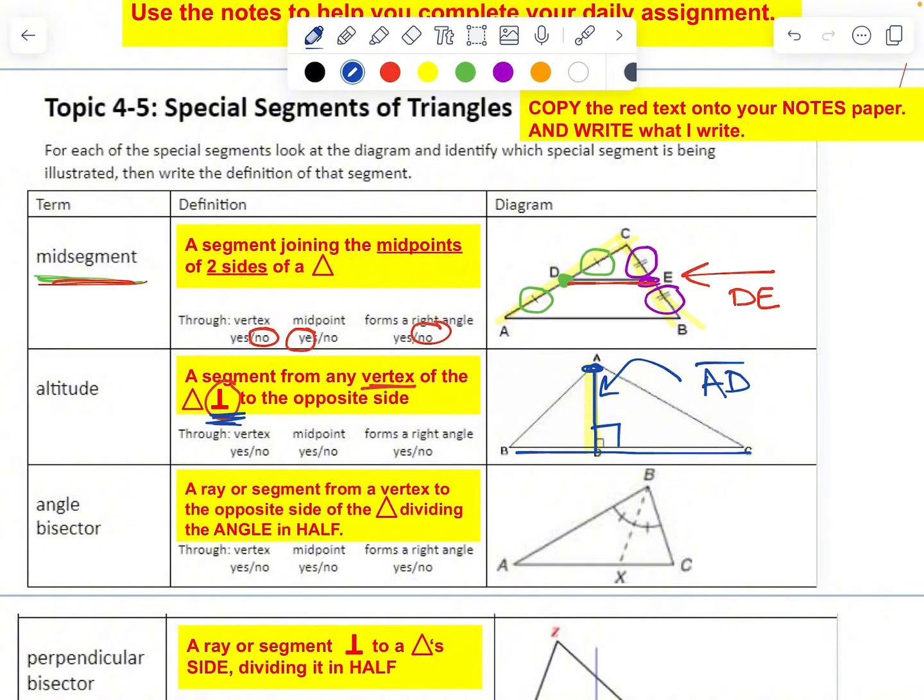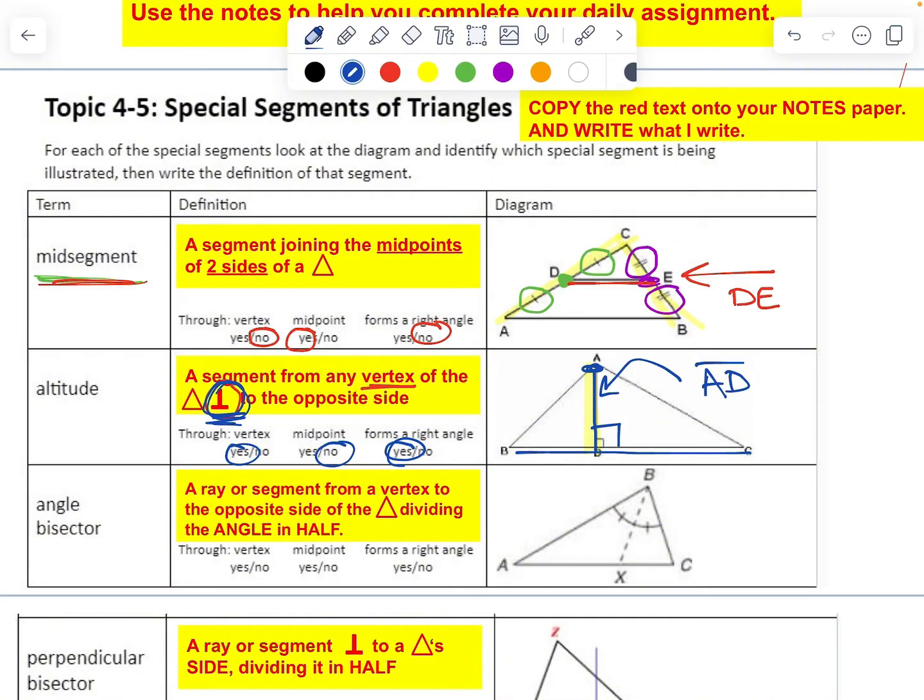Does it go through a vertex? Yes, at point A. Does it deal with midpoints? And we can see from this, when we look at the bottom, those sides are not equal, so no. Does it form a right angle? Yes. That is what happens whenever we have perpendicular. Those right angles are formed.